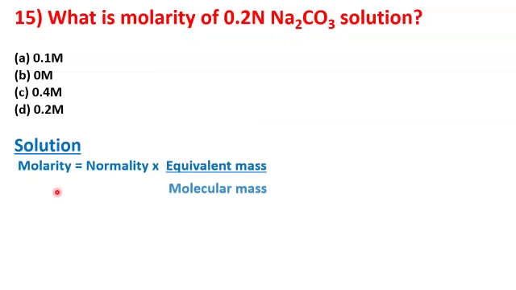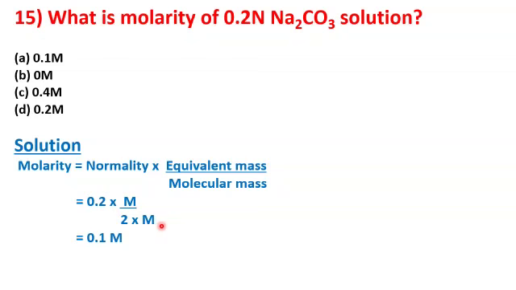Solution. We have a formula for molarity: molarity is equal to normality into equivalent mass divided by molecular mass. Here normality is given, that is 0.2, into equivalent mass, which we have to calculate, and the molecular mass will be 2 into equivalent mass, because here 2 cations are present. If you simplify this, the equivalent mass gets cancelled, and 0.2 divided by 2 is equal to 0.1 molar. Hence the correct answer is option A, 0.1 molar.